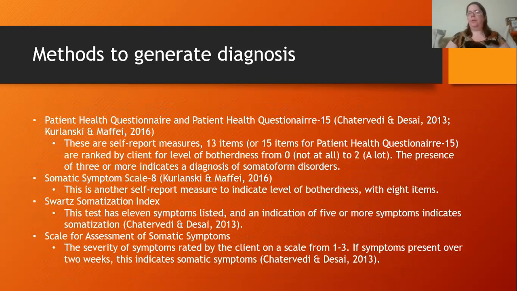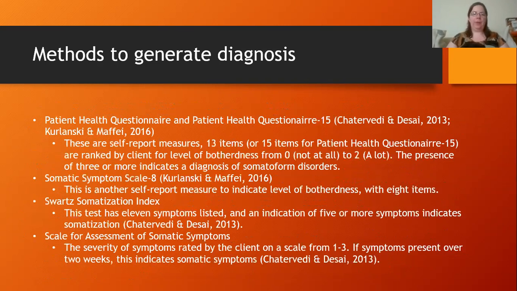There is kind of a shorter version of this, and that's the Somatic Symptom Scale 8, which is another self-report measure. Same thing, you rank your level of botheredness, and from what I've seen of these scales, from just doing a quick search on Google, the items are basically the same. It's a little shorter, like 8 items as opposed to 13.